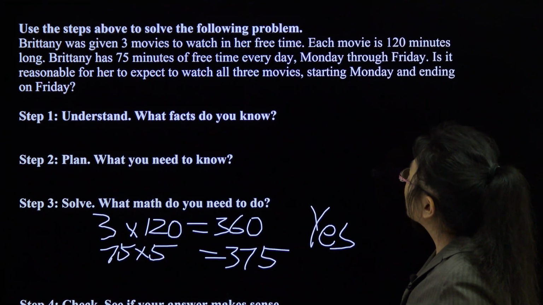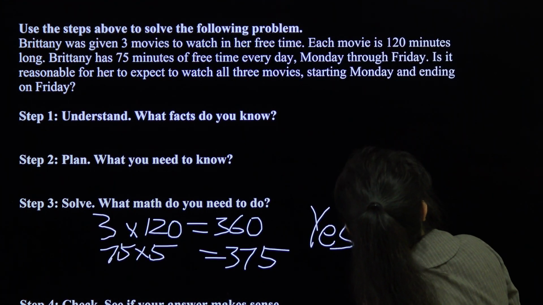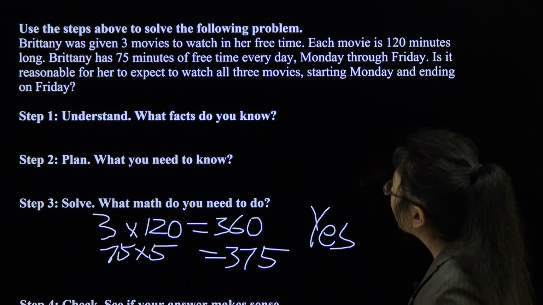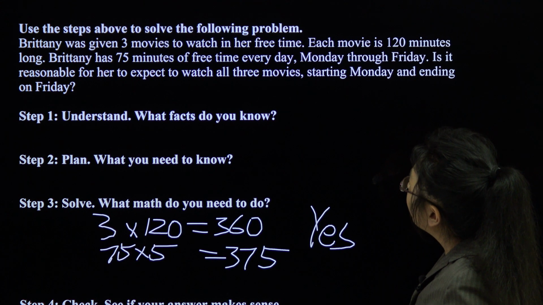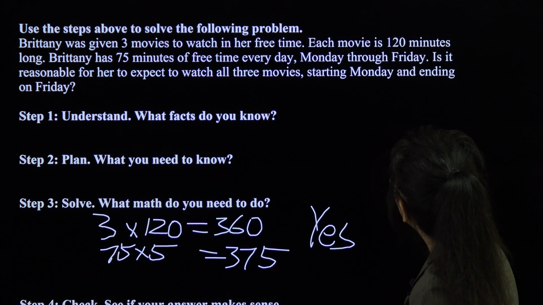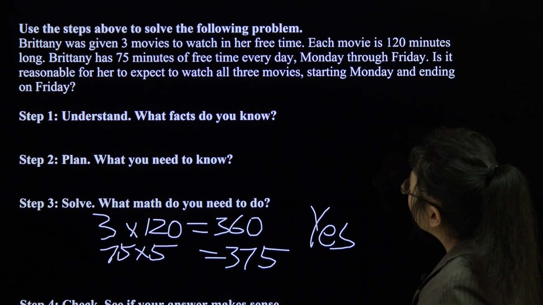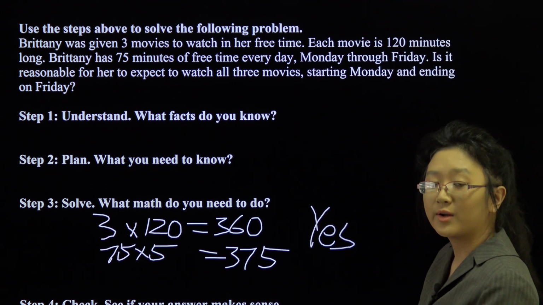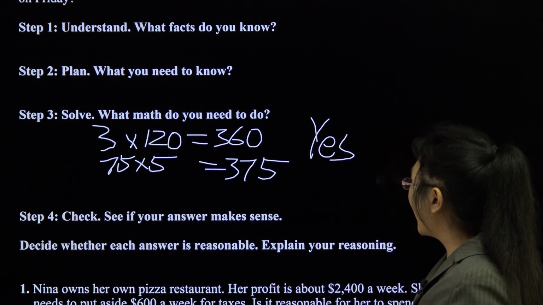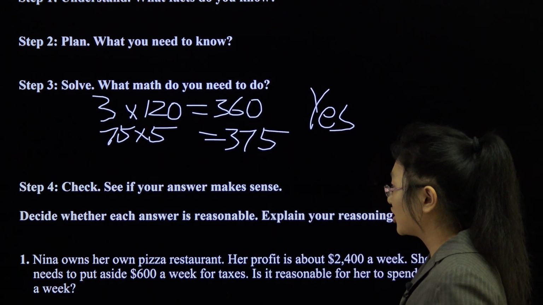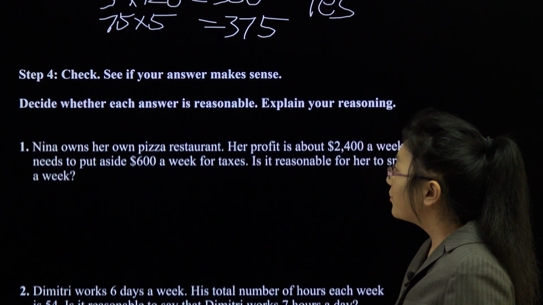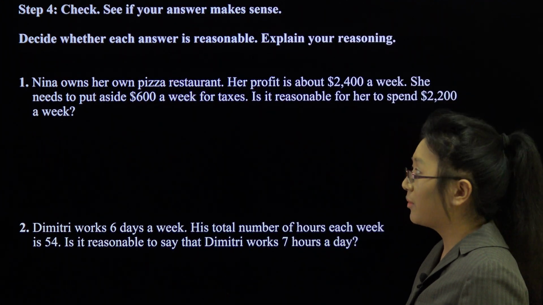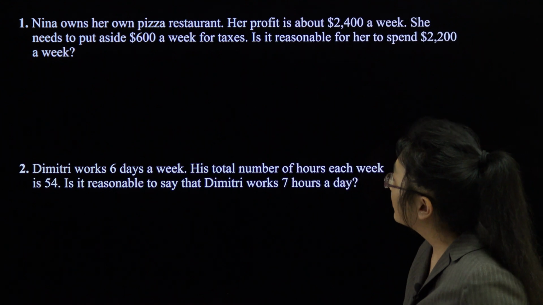Now we reread the question. 3 movies to watch. Each movie is 120 minutes. She has 75 minutes of free time every day, Monday through Friday. And is it reasonable for her to expect to watch all 3 movies starting Monday and ending with Friday? Our facts are correct, and we also answered the question. So we're going to do these 2 practice problems to finish up this section.